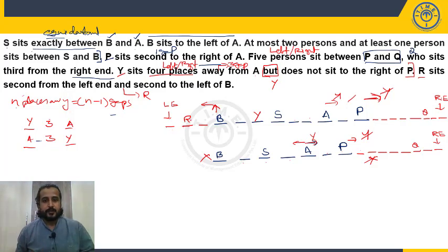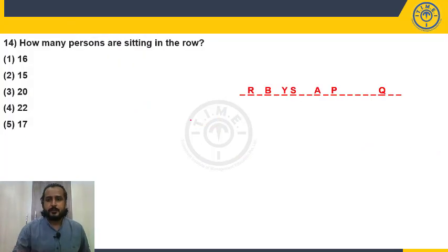Right. So please copy this. Left hand position R blank B blank Y S blank blank A blank P, 1, 2, 3, 4, 5 gaps, Q and 2 more gaps. And that is the right hand position. Fine. Now answer the questions. So here you have the clear picture of the diagram.